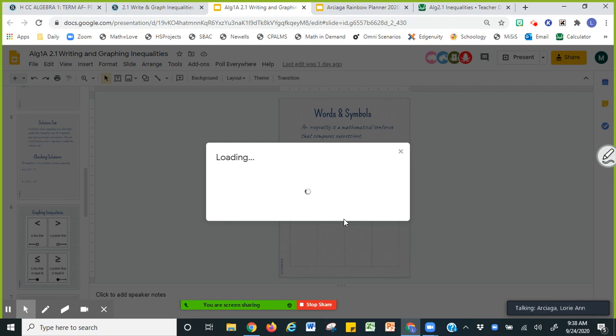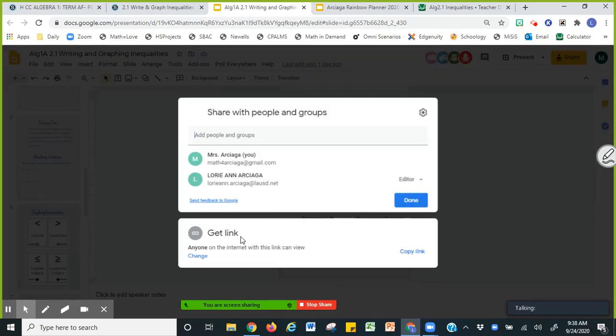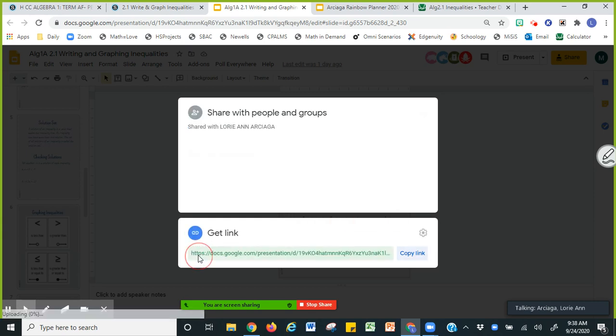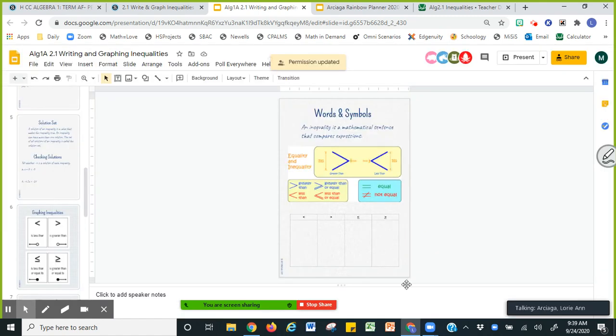I think I have to change it to anyone in LAUSD can open, because right now it says anyone on the internet. So I'll go restricted. No, I have to fix it from my other Google account.